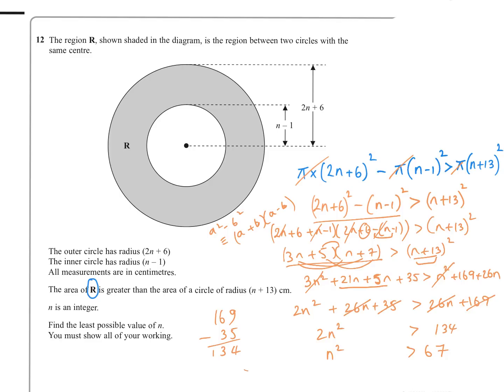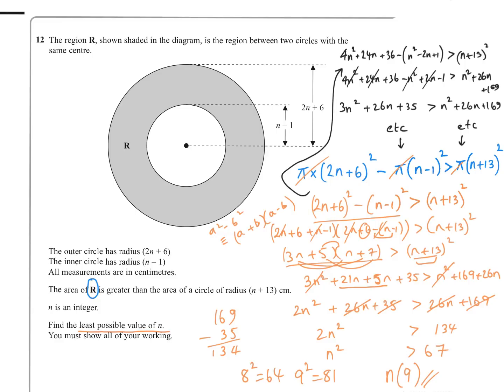Well, 8 squared, let's get that so you can see it. 8 squared is 64, and 9 squared is 81. And we want n squared to be more than 67, so it looks as though we'd have to have 9 as our least possible value of n, because that's the only one that's going to be squared that's going to be greater than 67. So n is 9 is the answer here.